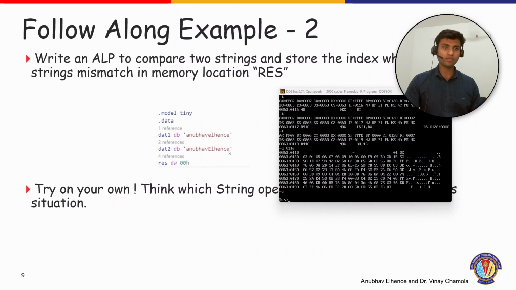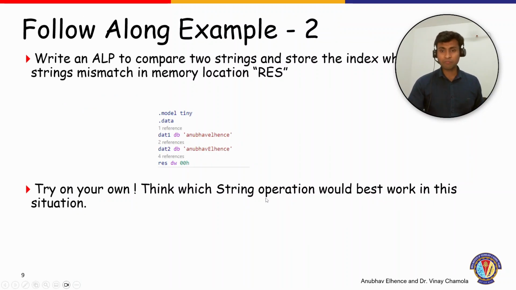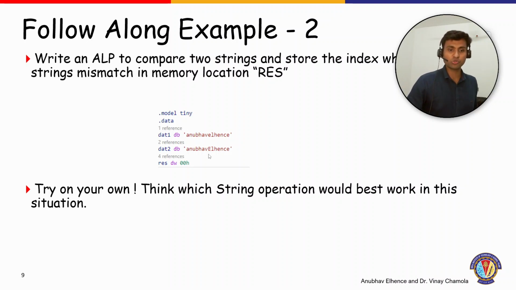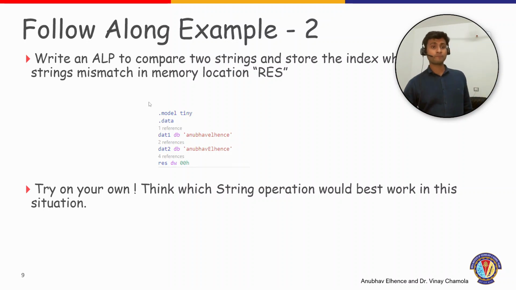If you have understood this much, then compare will also be very easy for you to understand. Write an ALP to compare two strings and store the index where the two strings mismatch in a memory location pointed by res. At this point, you want to store the index where these two things are not matching to the memory location res. So try on your own. Think which string operation would best work in this situation, because now you have two memory locations. I've given you enough hints, but do pause the video and try attempting the problem on your own.